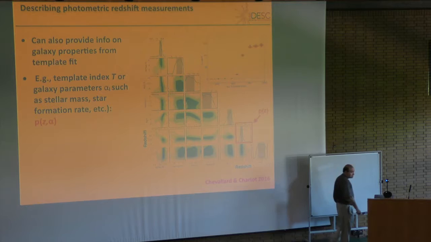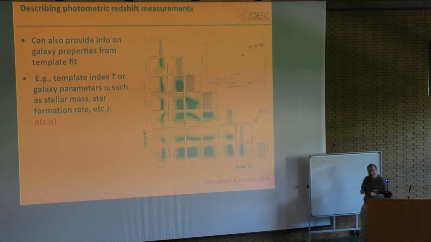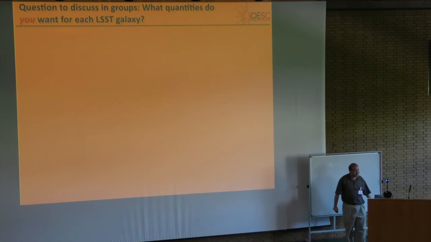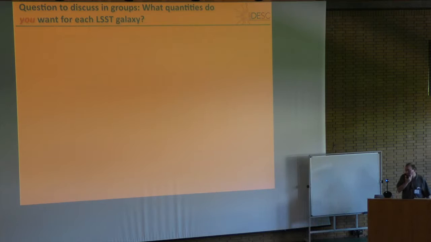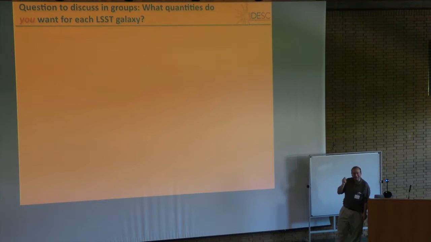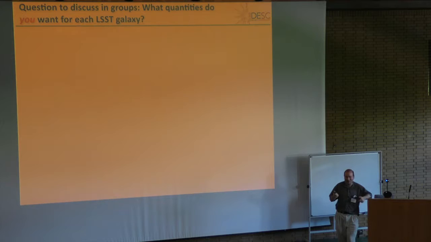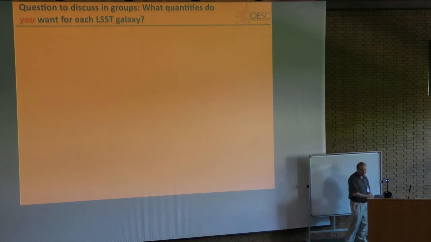Okay. Any questions so far? All right. So I've got a question for all of you to discuss in groups of two or three before we move on, which is, what quantities do you want for each LSST galaxy? What information do you care about? Not what form do you want the redshift in, a single redshift, a distribution? What other things: stellar mass, star formation rate, dust, whatever? And then we'll hear some reports back. So take a couple of minutes to discuss with your neighbors, and we'll move on.